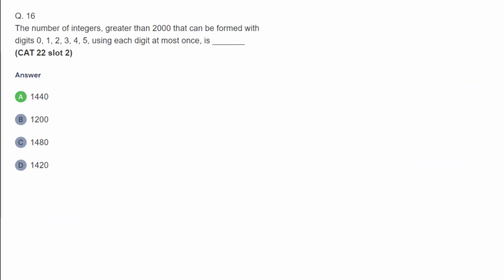Question number 16 from CAT 2022 slot 2. The number of integers greater than 2000 that can be formed with the digits 0, 1, 2, 3, 4, 5 using each digit at most once. It means without repetition. Greater than 2000, so number of digits are not fixed. Greater than 2000, it means the number can be 4 digit, the number can be 5 digit, and total 6 digits are available, so the number can be 6 digit as well. So how many 4 digit numbers we can form? Let's have a look at it.